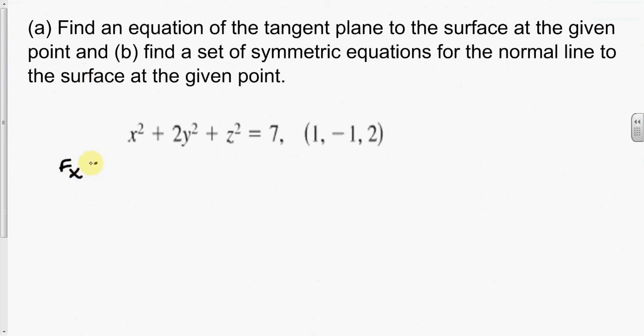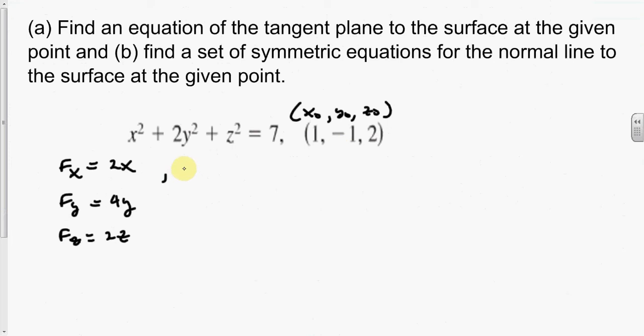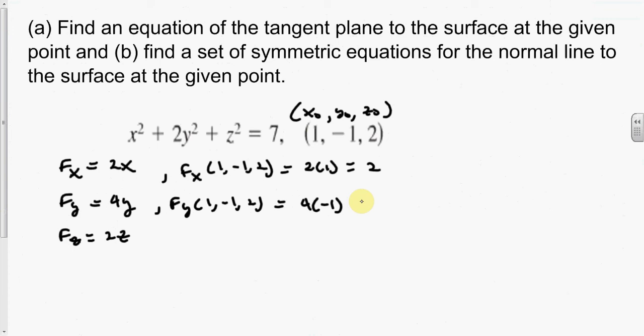So f sub x is 2x, f sub y is 4y, and then f sub z is 2z. So this whole talk about x naught, y naught, and z naught is really at this point here. The partial of f with respect to x at (1, -1, 2) is equal to 2 times 1. That's just 2. The partial of f with respect to y at the point (1, -1, 2) is equal to 4 times -1. We get -4. Then the partial of f with respect to z at the point (1, -1, 2) is equal to 2 times 2. We get 4.